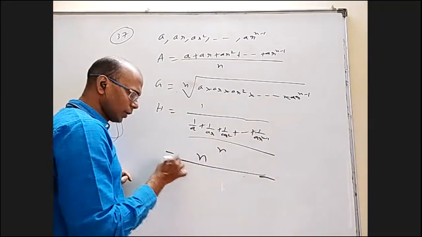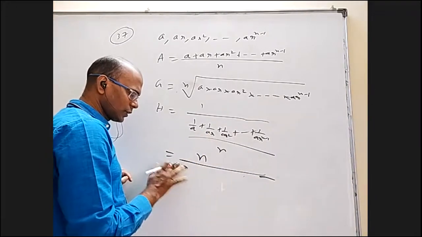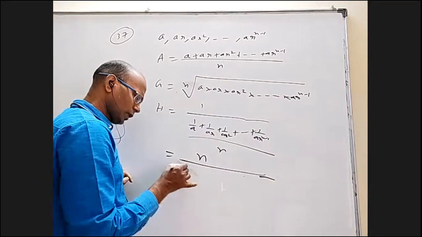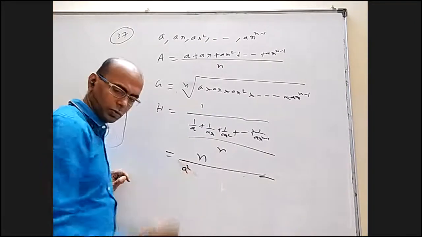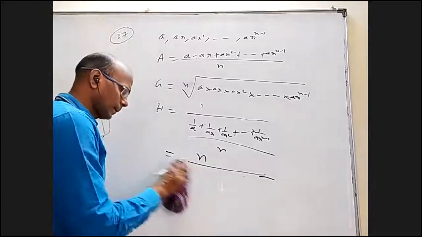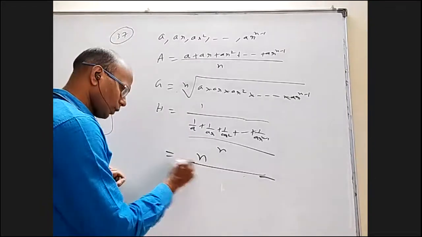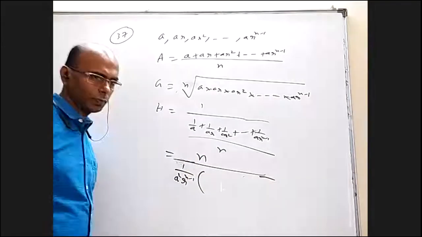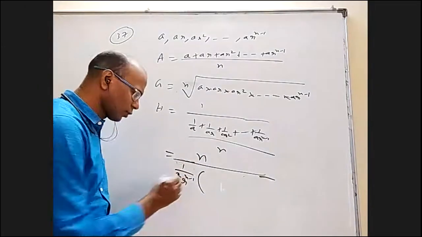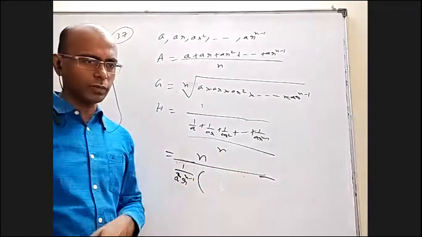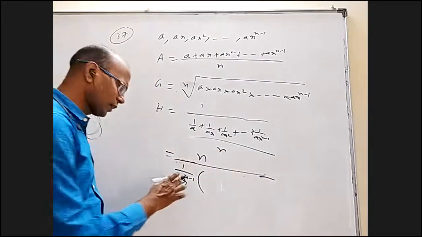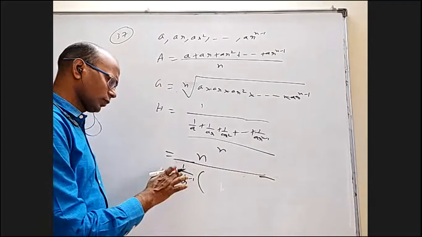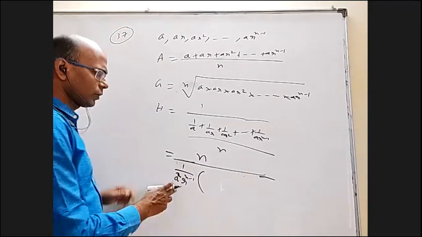Okay, so I am going to write here 1 by a square r power n minus 1, and I'm going to multiply everything with a square r power n minus 1.